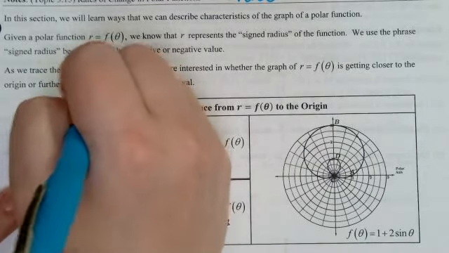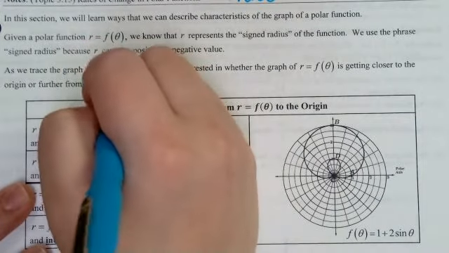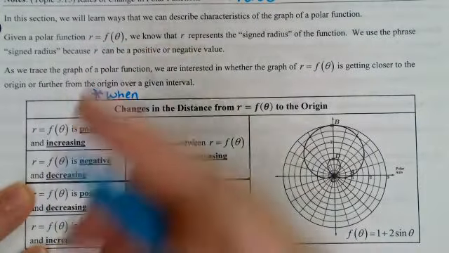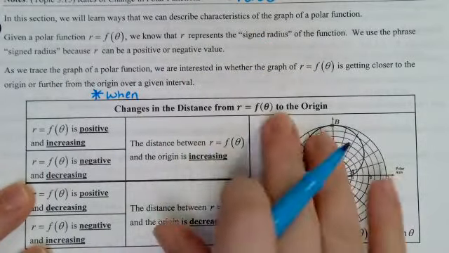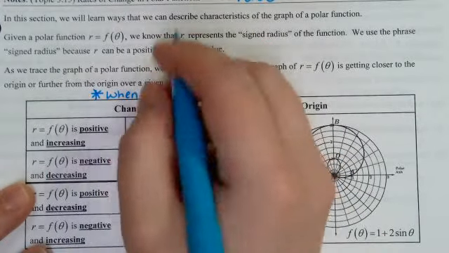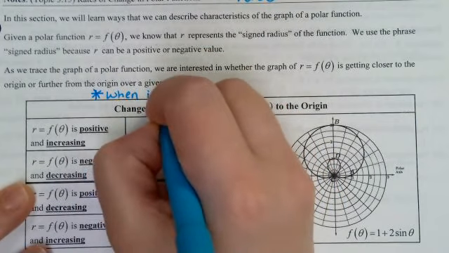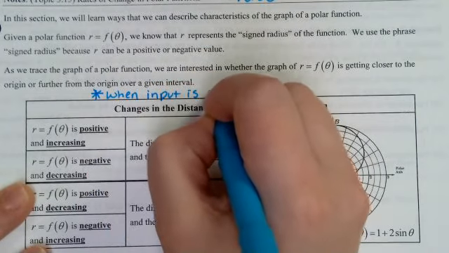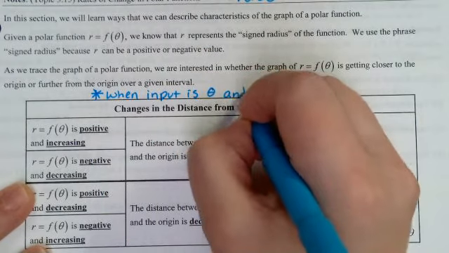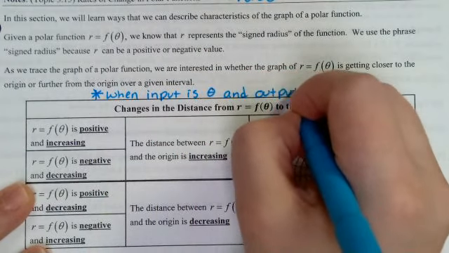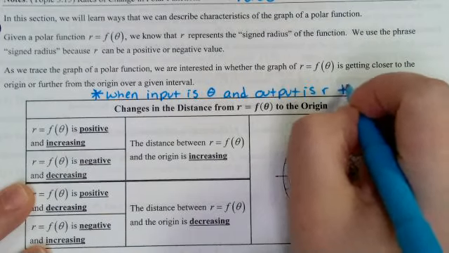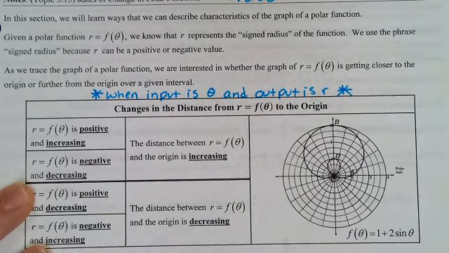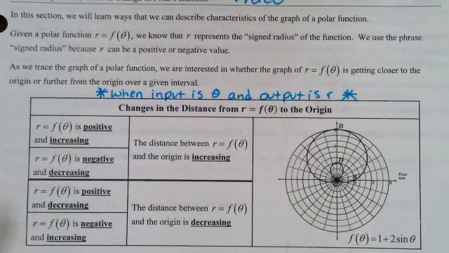This first thing that you're seeing is talking about the polar form. So we have R equals f of theta. This is when your input is theta and your output is R. That's what we're dealing with in this box that you're seeing. There's a lot going on. I'm going to try to break it down the best I can, but it will hopefully start making more sense as we look through some of this.